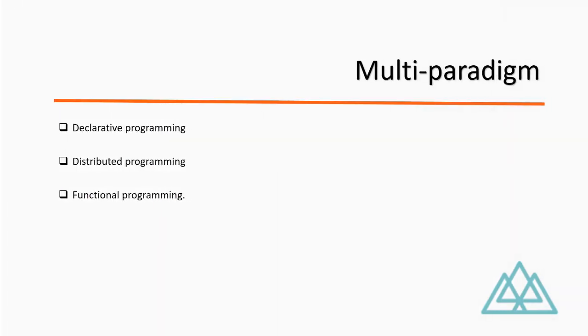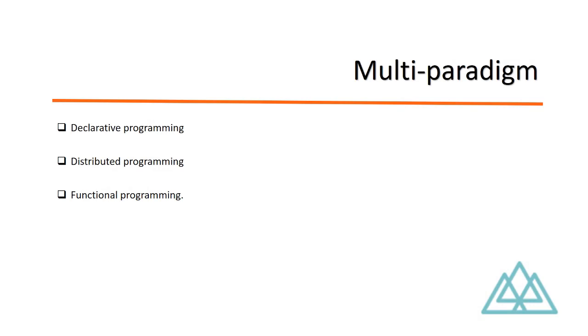And the fourth one, multi-paradigm programming language. Python supports more than one programming paradigm to allow programmers to use the most suitable programming style and associated language constructs for a given job, like declarative programming, distributed programming, functional programming, etc. These are the programming paradigms.